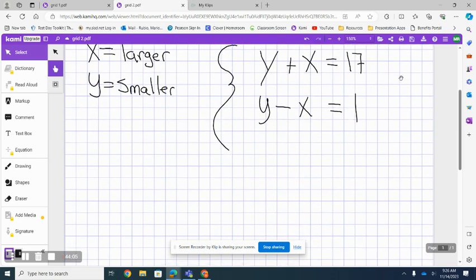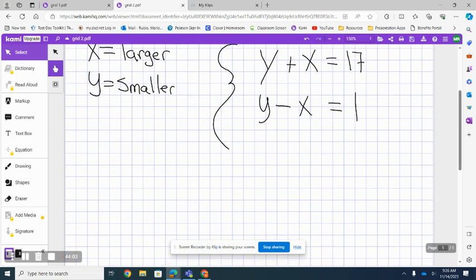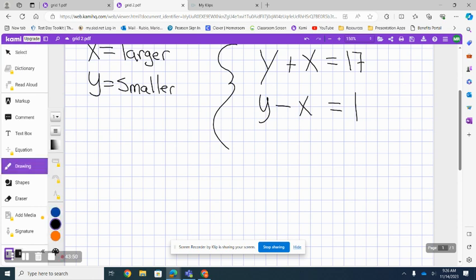Now I have my system, and what do I need to do to solve my system? How did the lady show you, or how did I just show you on the first example? What do we do with one equation? We took one equation and put it into the first one. But this one's not ready.